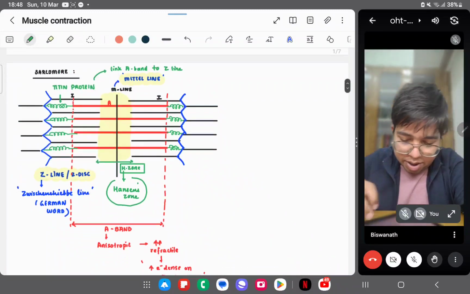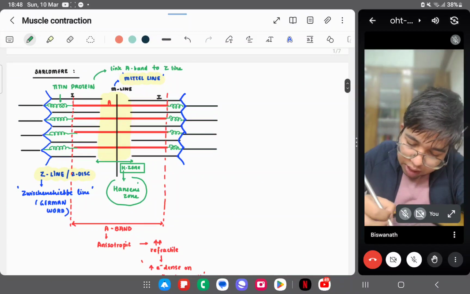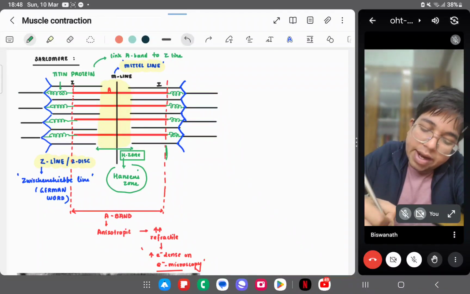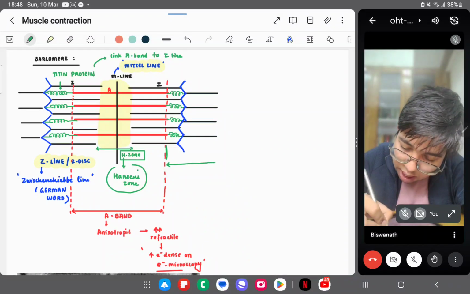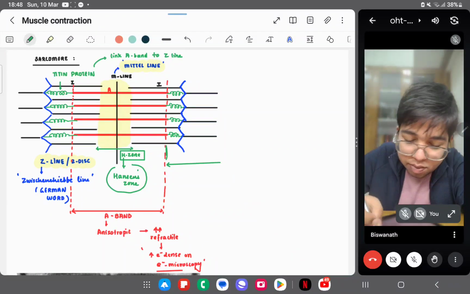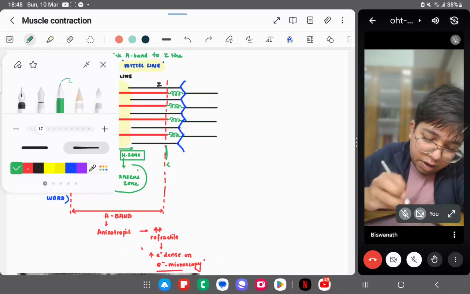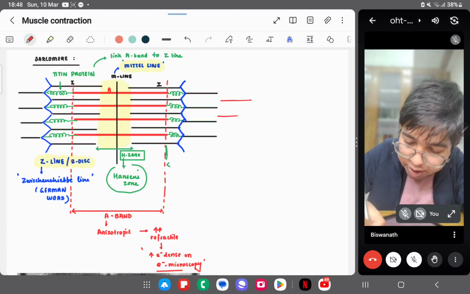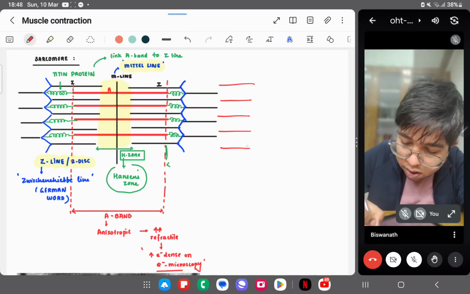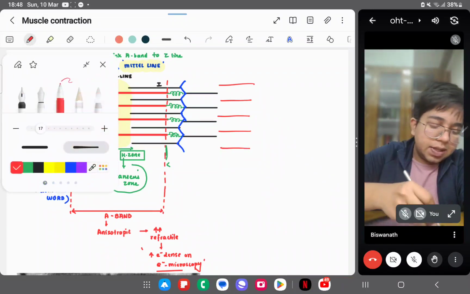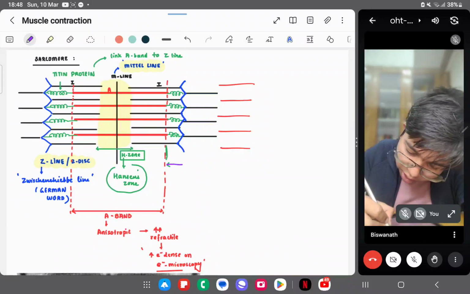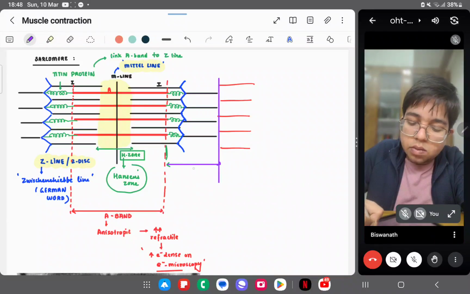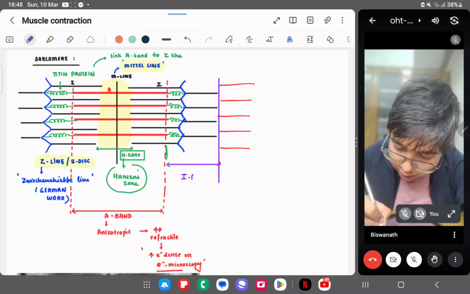What is the I band? Starting from this part, from where the A band ends, to the next point where the A band will start. Here, let's say the A band starts next. It will continue like this. So this portion, the purple portion, is called your I band.